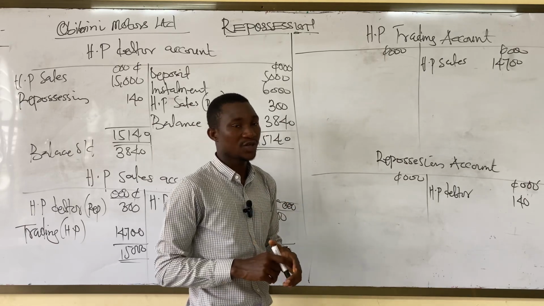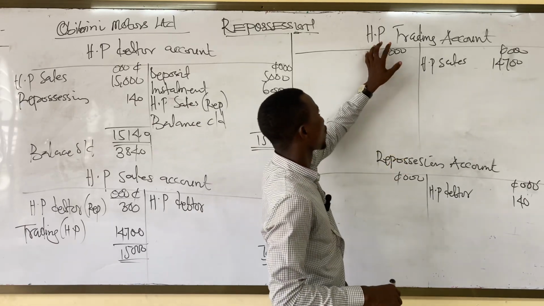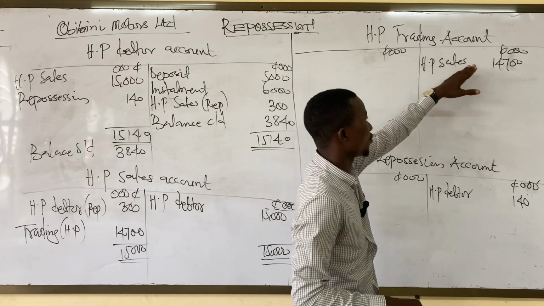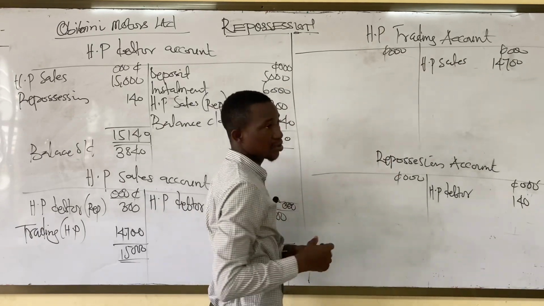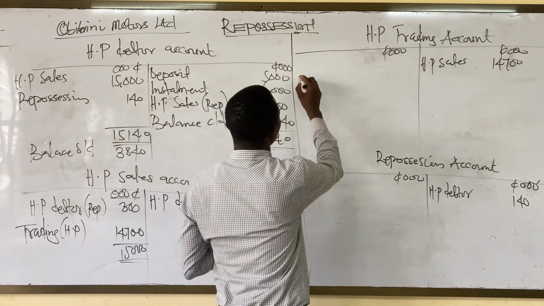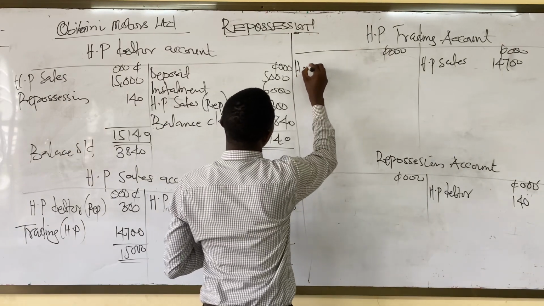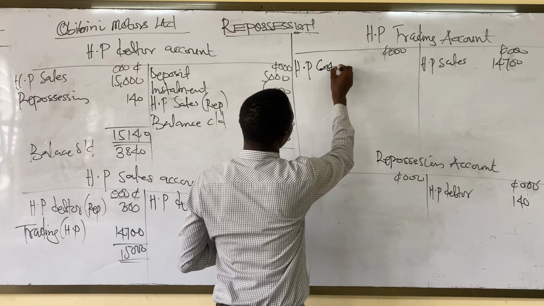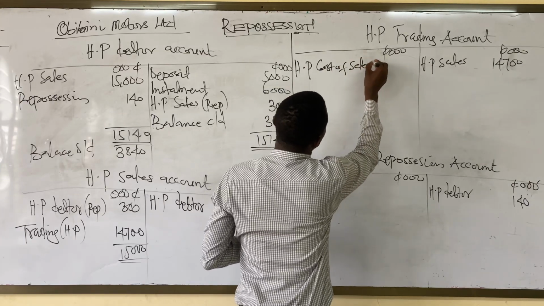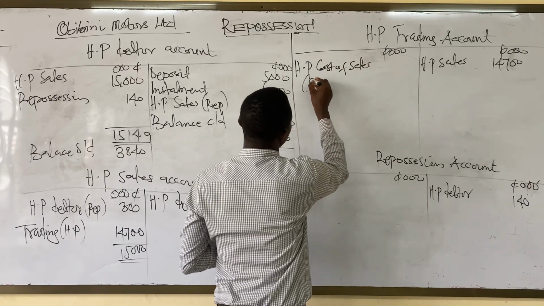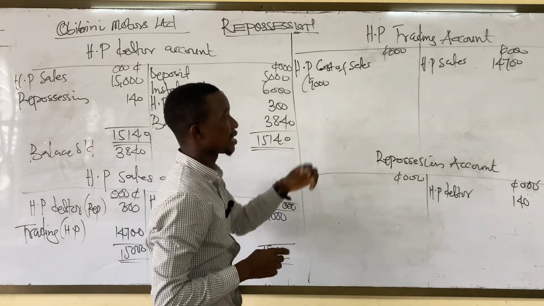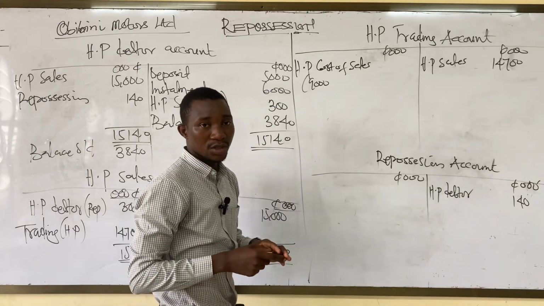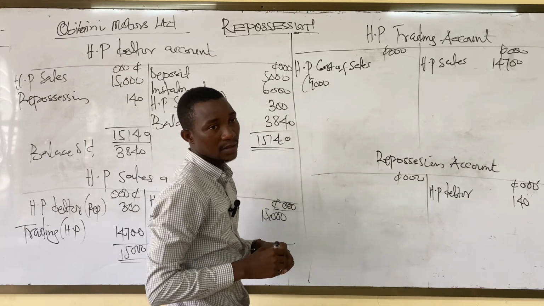determine the gross profit on the transaction. Now we have high purchase trading account, we have the sales. So we compare the cost with the sales in order to determine the gross profit. So the HP cost of sales from the question is 9,000. But remember that out of this 9,000, the cost of the repossessed goods is 180.